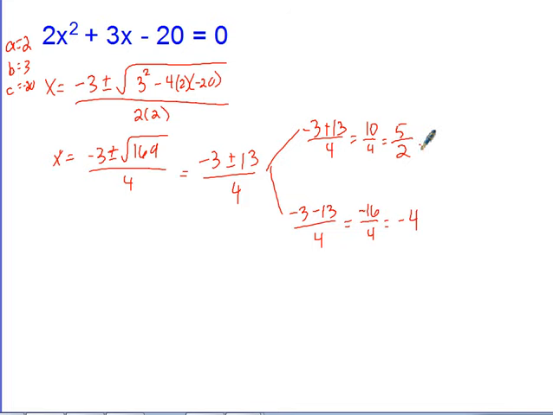Very good. So you get two answers. x equals 5 halves, x equals negative 4. Any questions on quadratic formula? Too easy, drill sergeant, right?